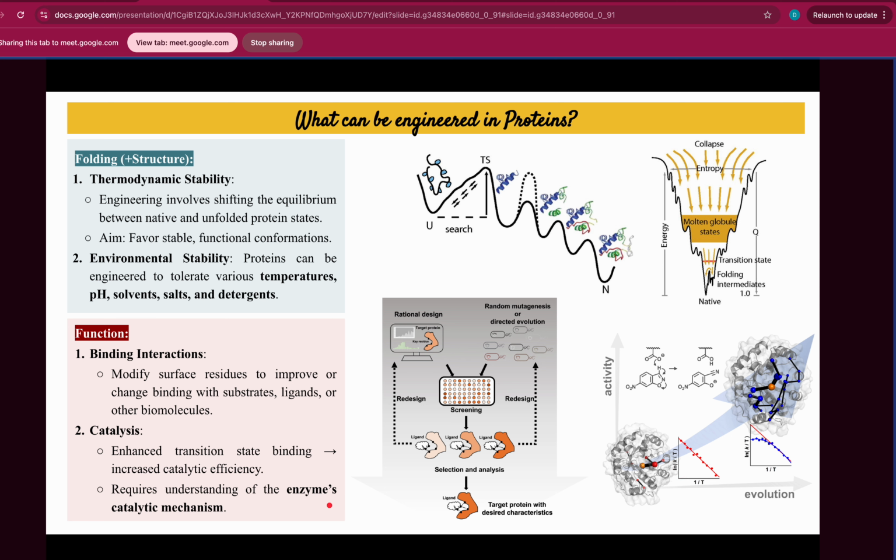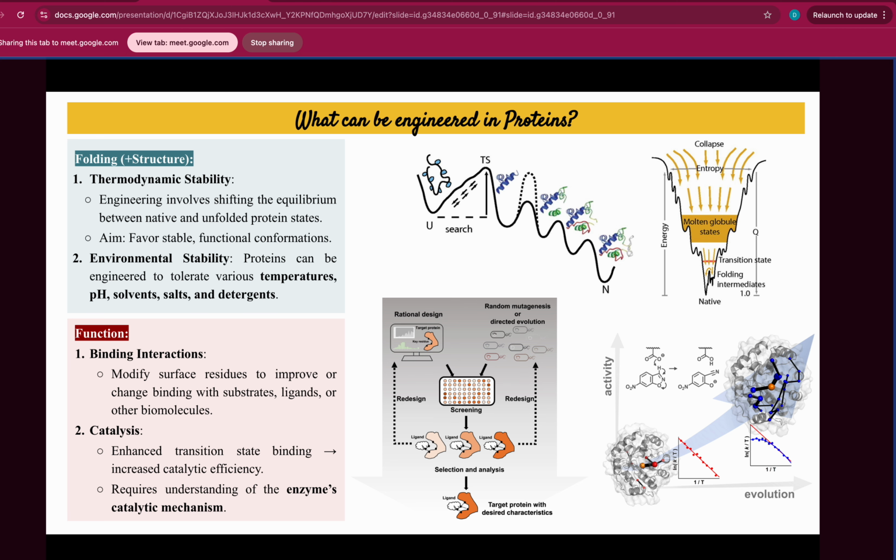So it requires understanding the enzyme's catalytic mechanism. And for each enzyme, if we know the catalytic mechanism, then we can make certain changes, because there are certain sites in the enzyme, such as its binding site or its allosteric site. If we make changes in the binding site, then only we can influence its activity. If we make some change in a random site, then it might not increase the catalytic activity. So for making any change in the protein, first we need to understand which mechanism it is working on, because if we know that, then only we can design the change and influence its functionality.